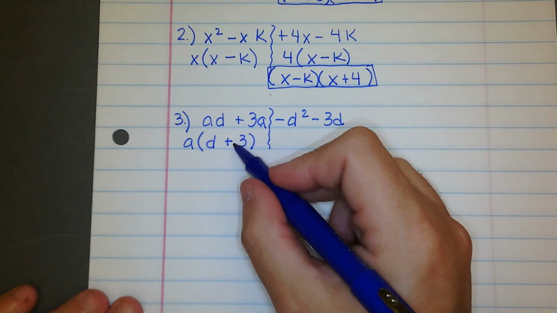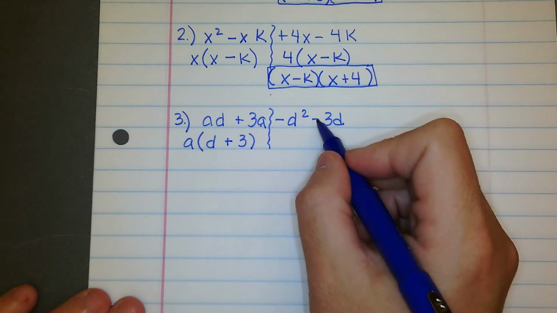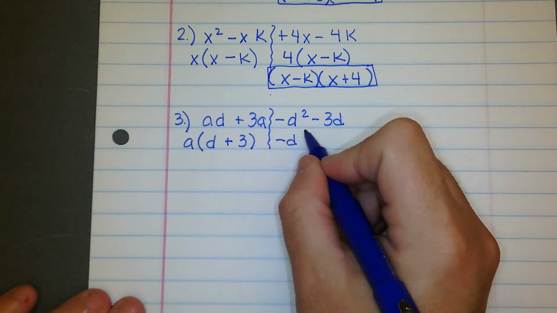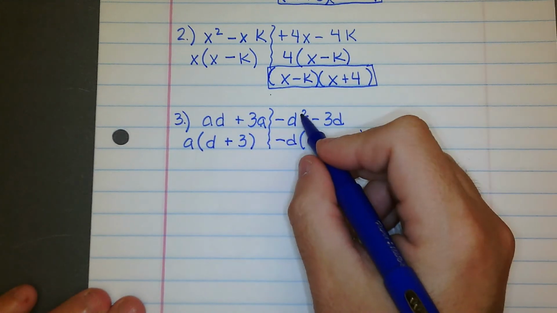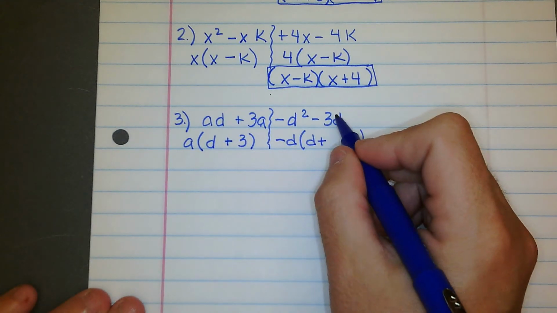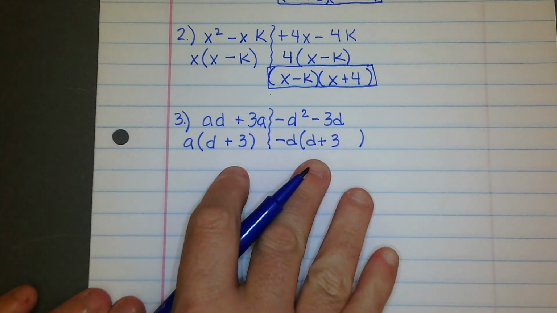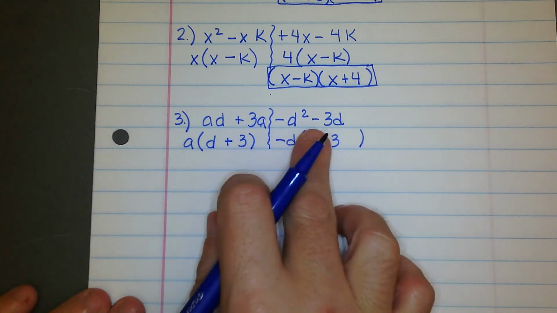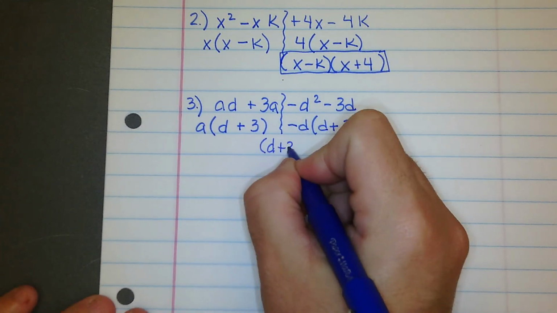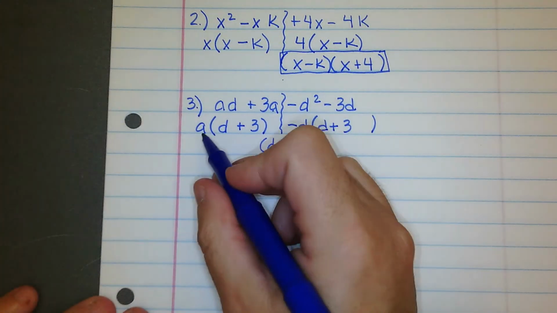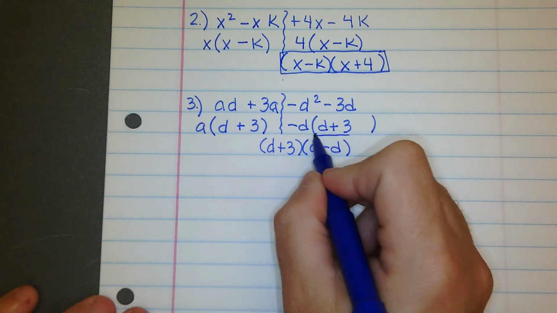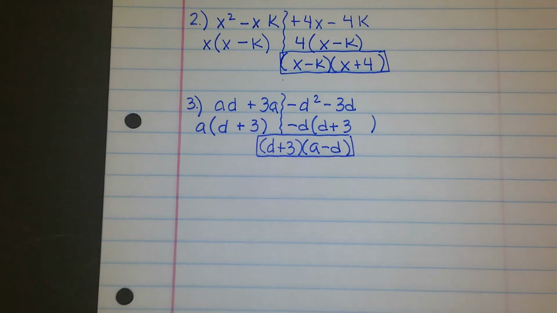Over here, I have a plus sign. I need a plus sign, so I'm going to factor out a negative. And they each have a d in common. So that's going to leave me with 1 d left here. This is going to be a plus sign, and 3 goes inside. So now my d plus 3's match, because I factored out a negative. That makes this a positive. Now d plus 3 is my common factor, so I write that once. And then my GCF is a minus d. And this is my solution.